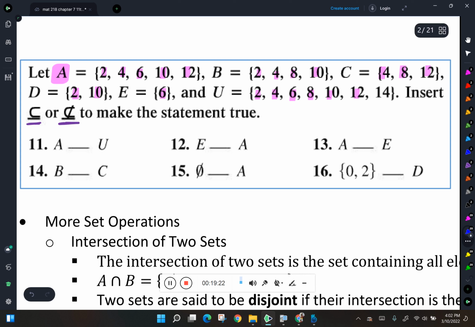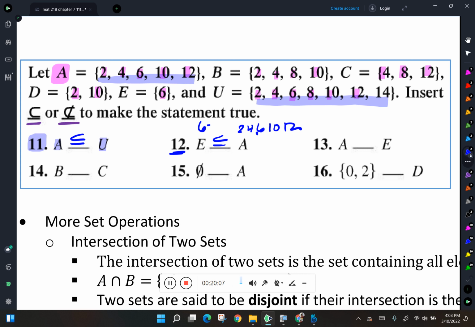So starting here with number 11. A, U. A is 2, 4, 6, 10, 12. U is 2, 4, 6, 8, 10, 12, 14. I see that as a subset, because every element in the set on the left, 2, 4, 6, 10, 12, is also an element of the set on the right, 2, 4, 6, 8, 10, 12, 14. All right, how about number 12? E is 6, A is 2, 4, 6, 10, 12. There's a 6 here, there's a 6. Yep, subset.